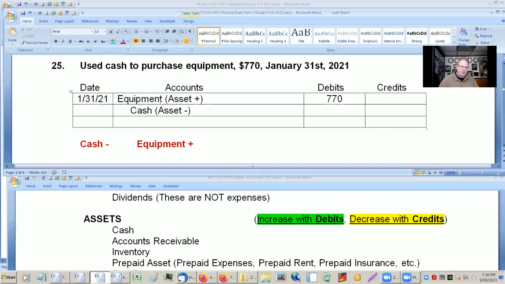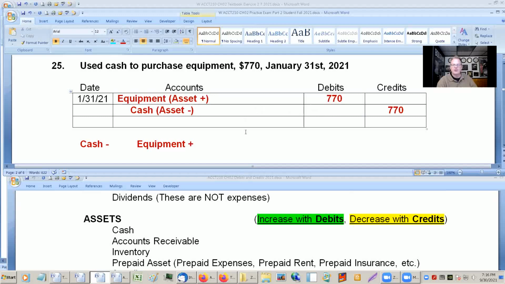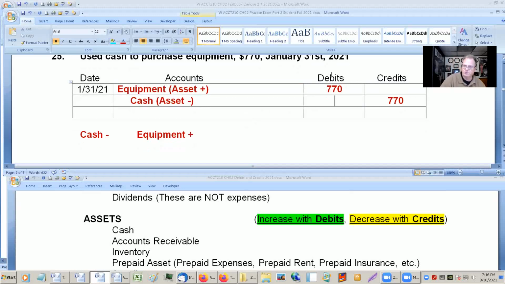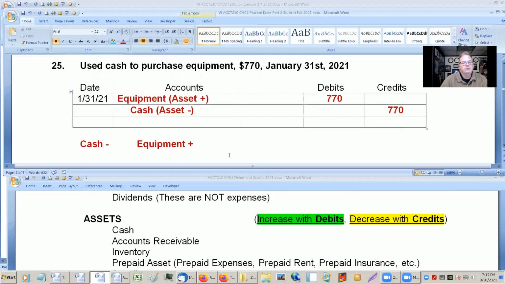So in this one, cash is going down, equipment is going up. Nothing would happen to the total on the balance sheet. You're just exchanging one asset for another. Theoretically, you're no better or worse off. Now, presumably you bought the equipment for some reason, but okay.